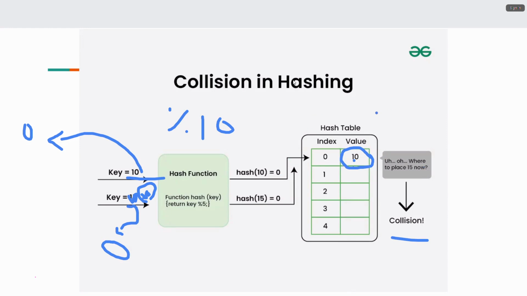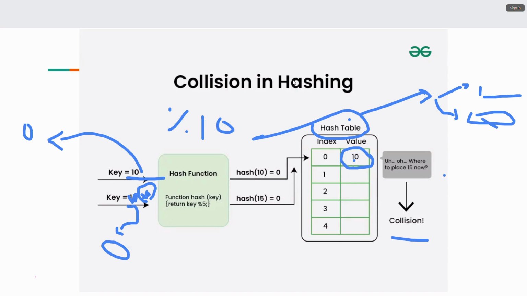So most probably we are going to make hash functions in such a way that there are no collisions. If there are collisions, there are two ways we can handle this. One is called linear probing. The next one is called separate chaining.